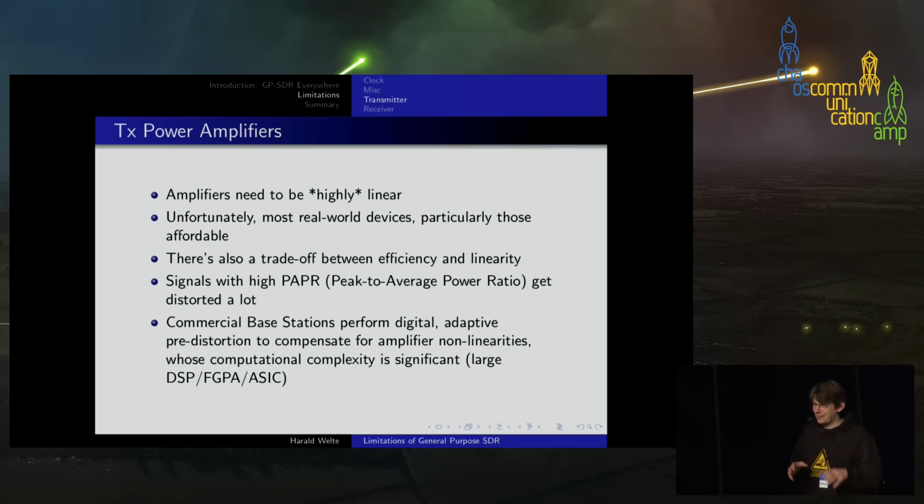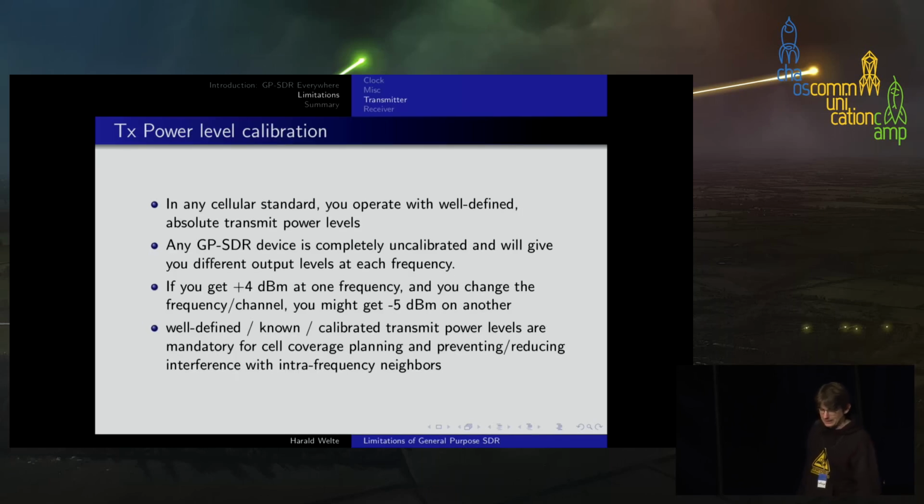So there's a lot of math that goes into this pre-distortion in order to have a proper signal at the end of the amplifier. So yes, you can use an amplifier for very simple waveforms, for constant envelope things, like GSM, for example, but if you want to do LTE or something like that, you need a very linear amplifier.